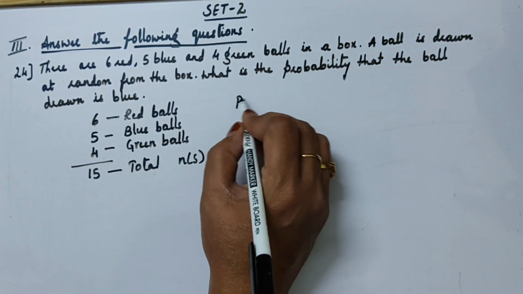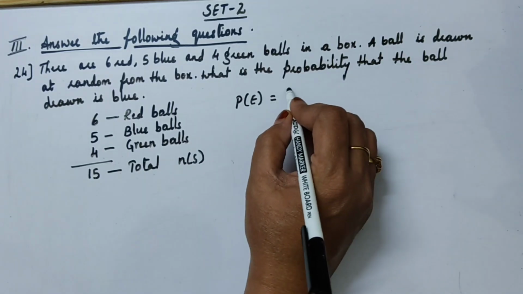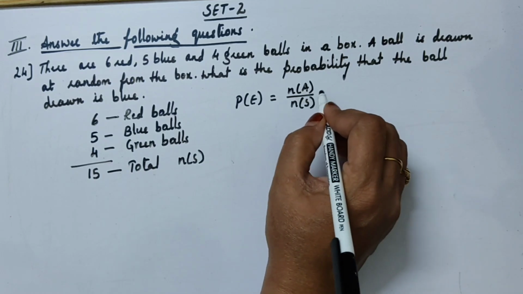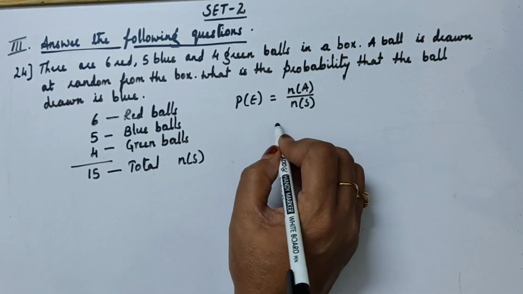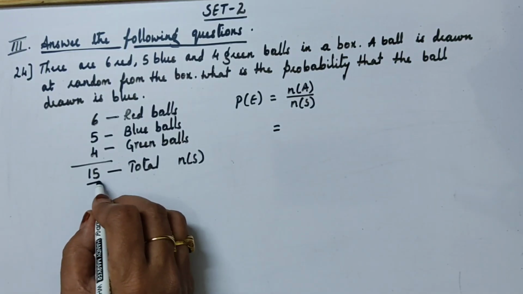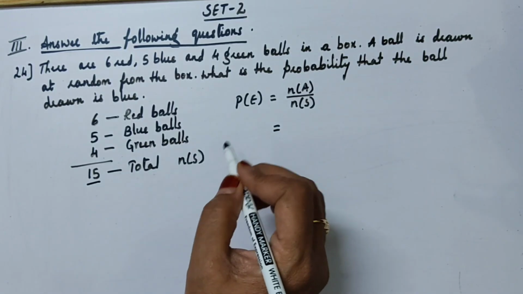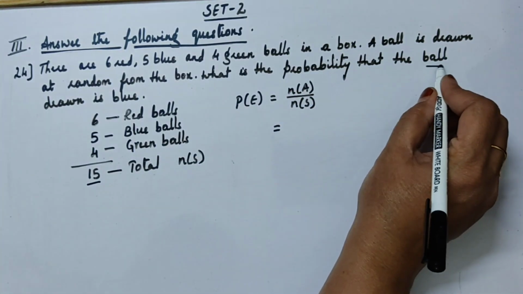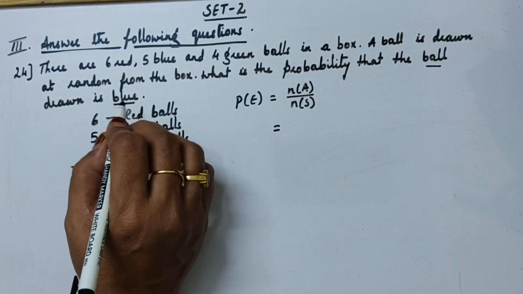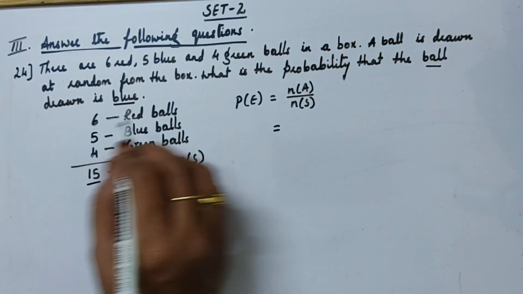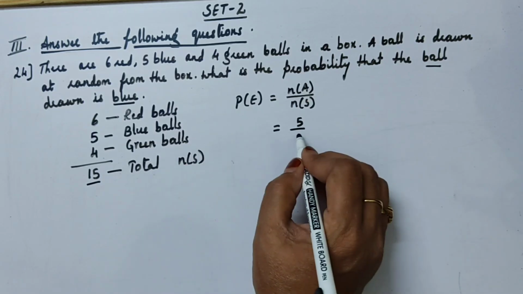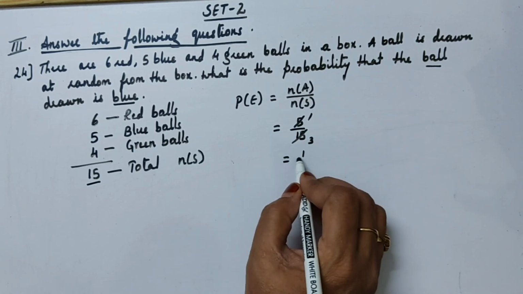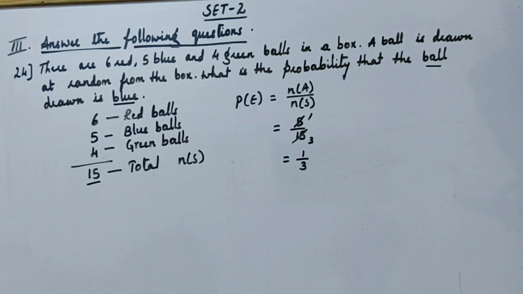So let us apply the formula. P of E equals n of A upon n of S. n of A is the favorable outcomes, by total number of outcomes. So total outcomes is 15. What is a favorable outcome here? They asked the probability that the ball drawn is blue. Blue color is a favorable outcome. Blue is only 5. 5 upon total outcomes 15. 5 ones are 5, 5 threes are 15. So we get 1 upon 3, students. Hope this is clear.